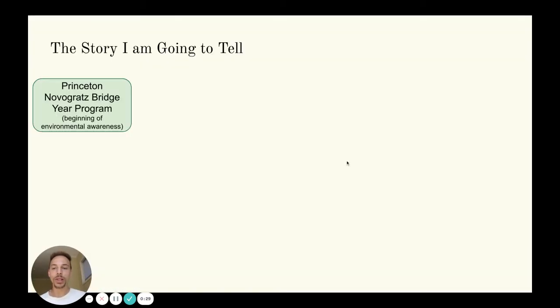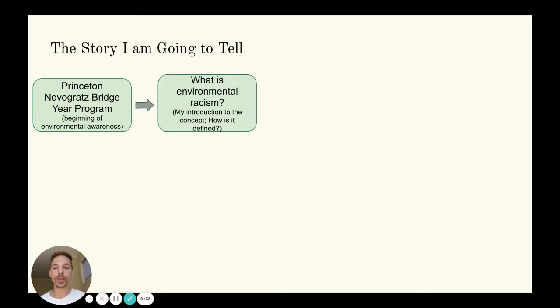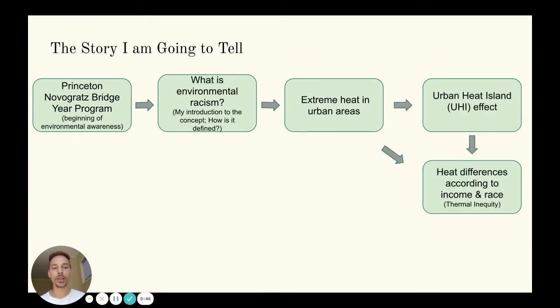So the story I'm going to tell starts with the Princeton Bridge Year program, which is the beginning of my environmental awareness. Then we'll talk about what actually is environmental racism, how I define it, my introduction to the concept. It's going to lead us into the topic of extreme heat in urban areas, and then more specifically the urban heat island effect, or UHI effect. And then we'll analyze heat differences according to income and race, and keep in mind this term thermal inequity, and then ways to combat thermal inequity.